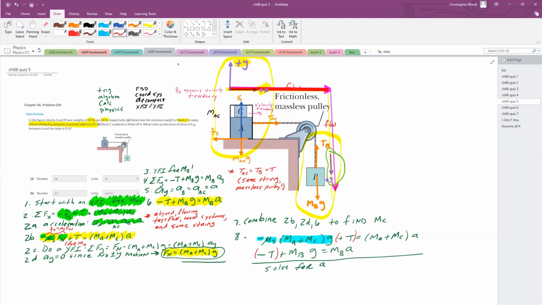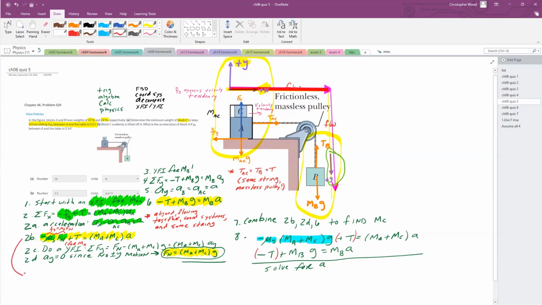I think we're supposed to have A equal to 0. Determine the minimum weight of block C to keep A from moving. So let me update this, and there's another update here. Let's see, 2B. The acceleration is equal to 0 in this case. C needs to be whatever it needs to be to keep things motionless. So here's some updating. That's fine.